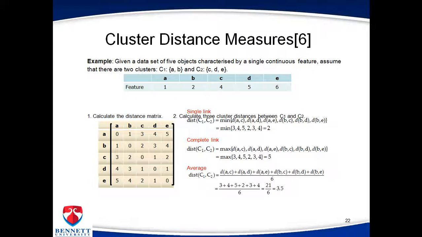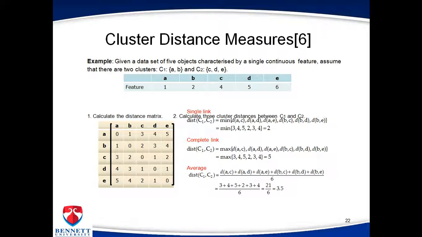If we calculate the distance metric from A to E: the distance from A to A is 0, from A to B is 2 minus 1, which is 1, from A to C is 4 minus 1, which is 3, to D is 5 minus 1, which is 4, and to E is 6 minus 1, which is 5. In the same way we calculate from A, B, C, D, E the distance metric.